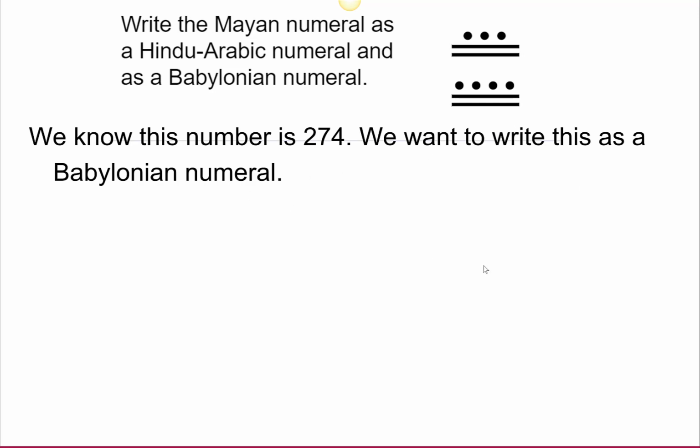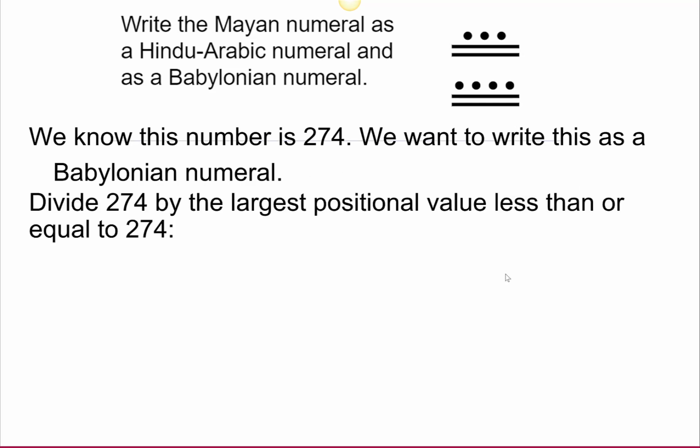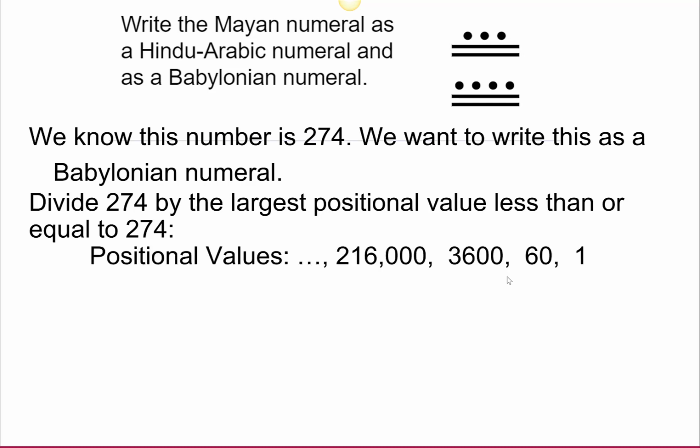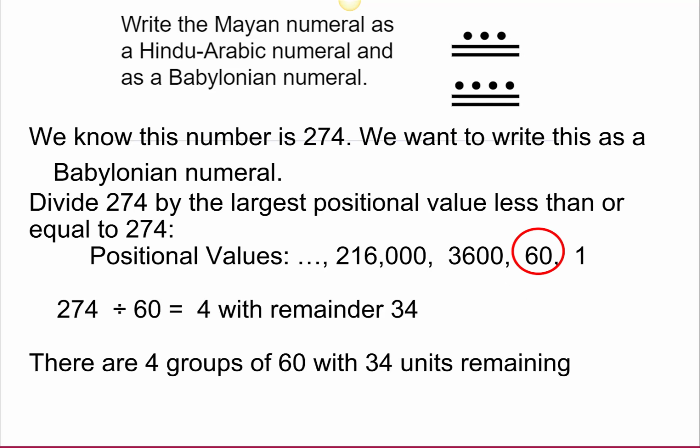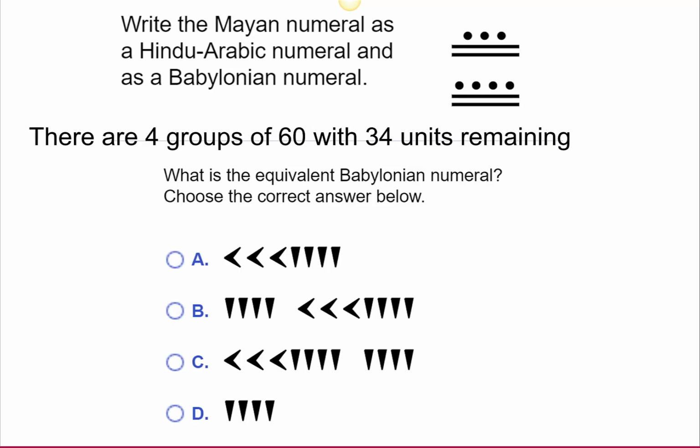We want to write this now as a Babylonian. So we want to divide 274 by the largest positional value less than or equal to 274. There's the positional values. We're going to divide by 60. We get 4 remainder 34. So 4 groups of 60 with 34 units remaining.